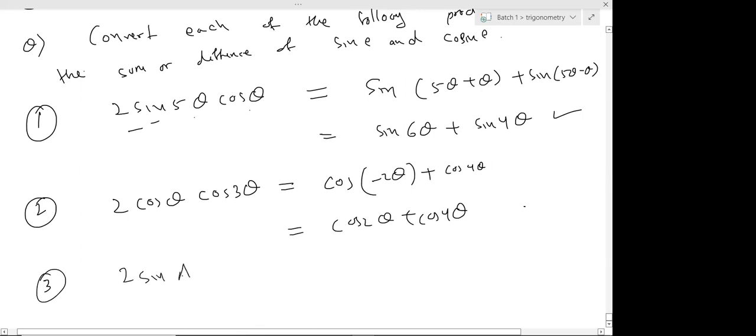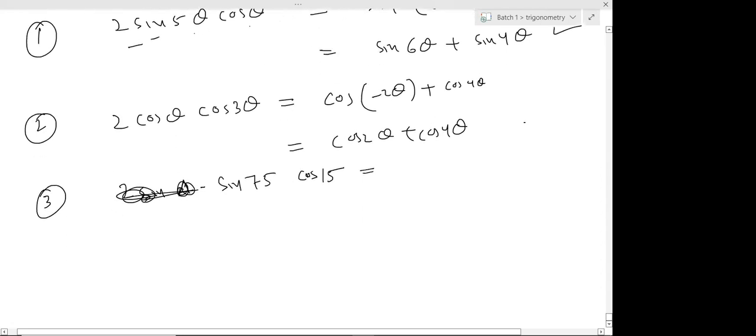2 sin A sin B. All right. Let me give you some values here. Sin 75 and cos 15. All right. Simplify this. This is a multiplication, sin 75 into cos 15. All right. We know the formula 2 sin A cos B. Try to use that formula.